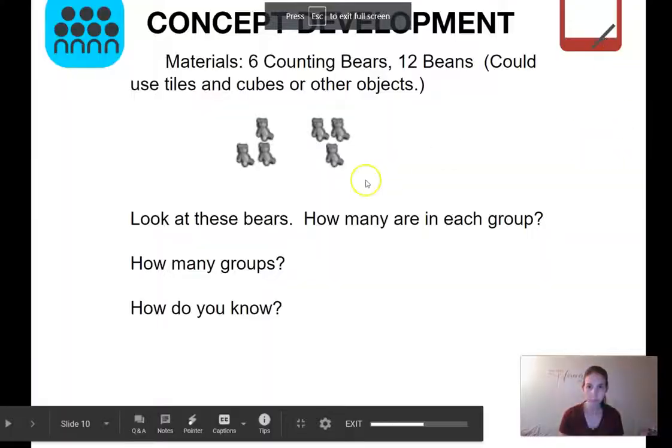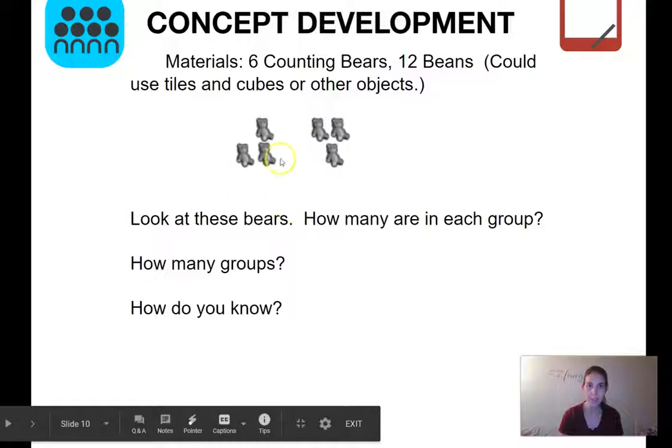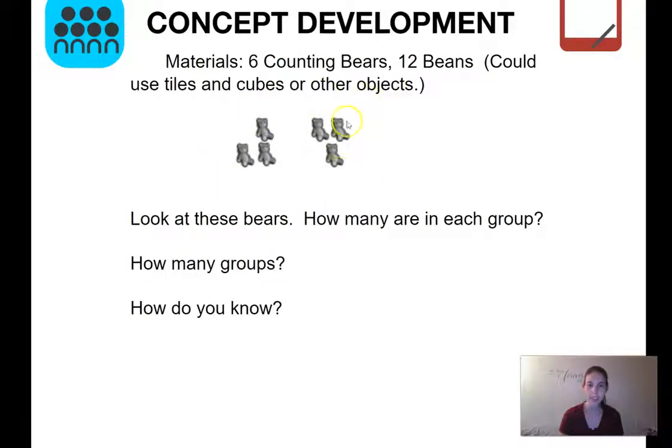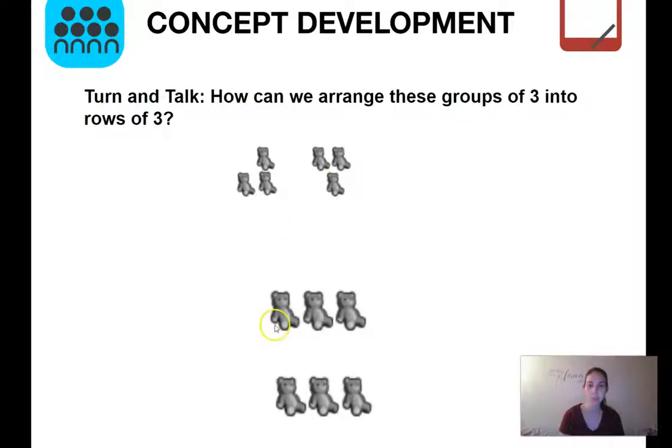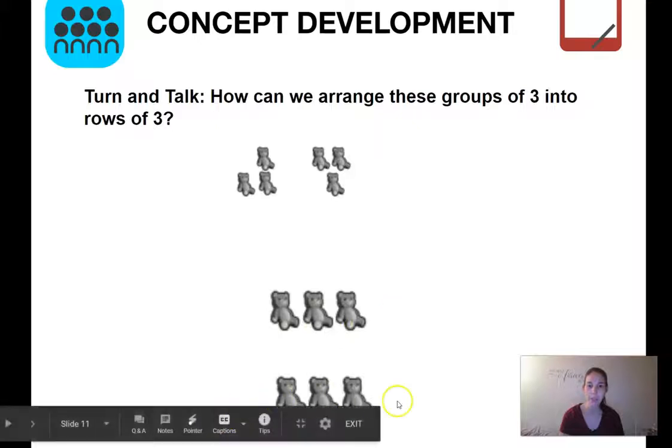So, if we have these groups of bears, we have two groups, right? And there are 3 in each group. Now, we can arrange these bears into rows of 3. So how could we move those bears so that they were in rows with 3 in each row? Like this. So you have 1 row, 2 rows.